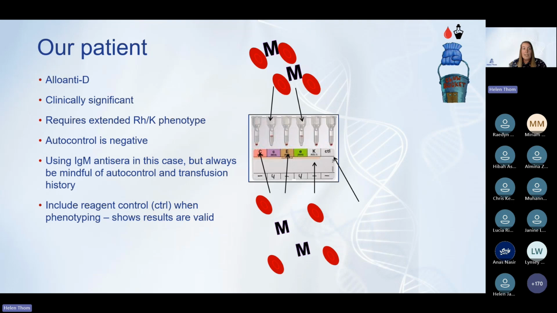So our patient's got an anti-D, it's clinically significant, it needs that RHK, the auto control's negative, and I've just mentioned there, just be mindful of transfusion history and include a control to make sure your results are valid.